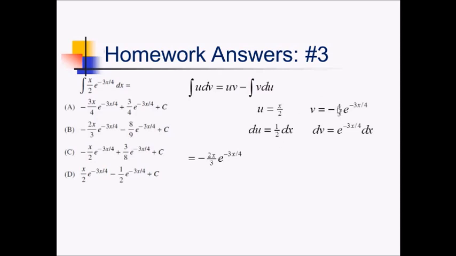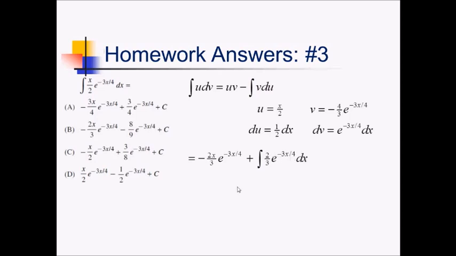So we have a negative 2/3 e to the negative 3x over 4. But we're already subtracting that integral, so I'm just going to double negative that and make it positive. So positive integral of 2/3 e to the negative 3x over 4 dx.